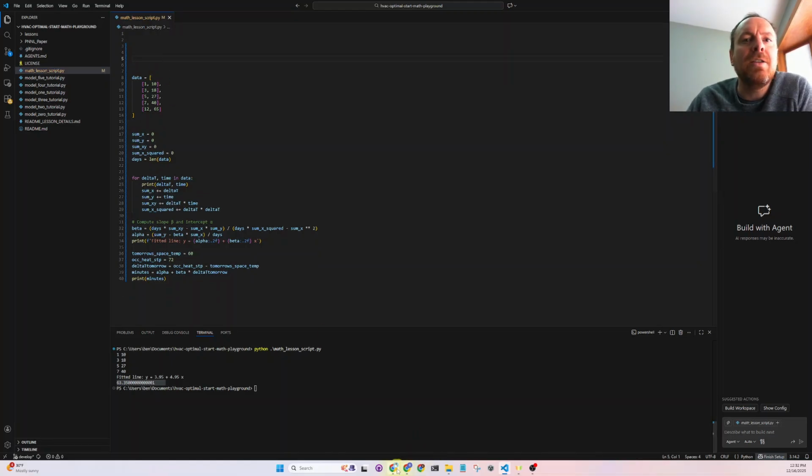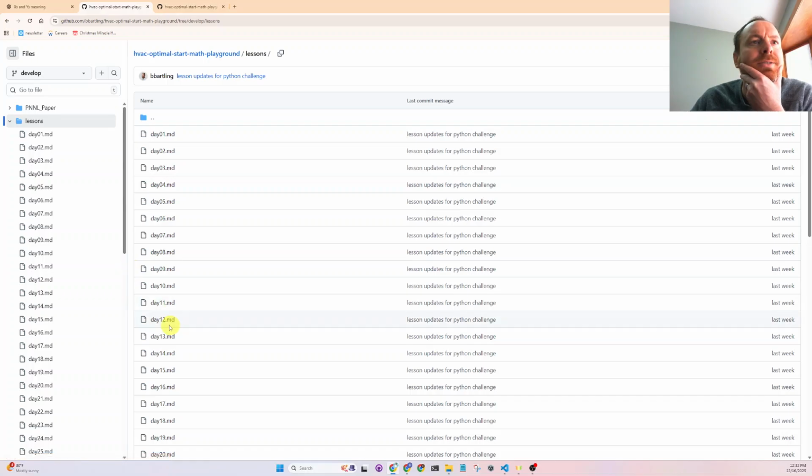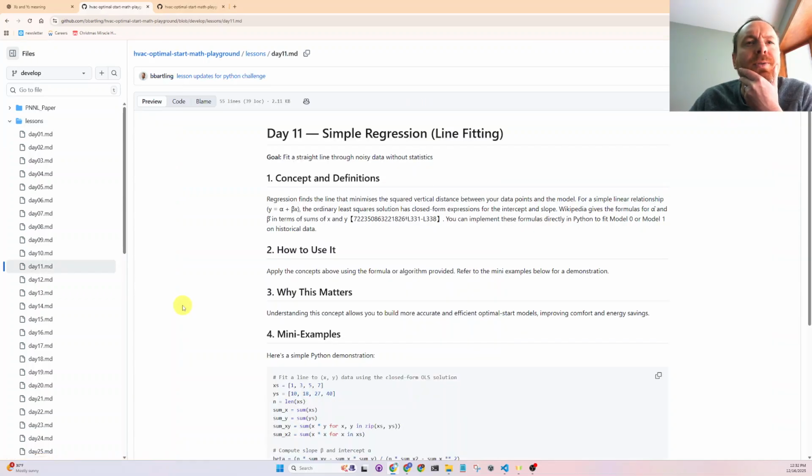And I think that we already basically did this. Just like get back into day 11. So let's just read through this. I think we'll skip over this. But goal, fit straight line through noisy data without statistics. Regression finds a line that minimizes the squared vertical distance between your data points and the model for a simple linear relationship y = alpha + bx.